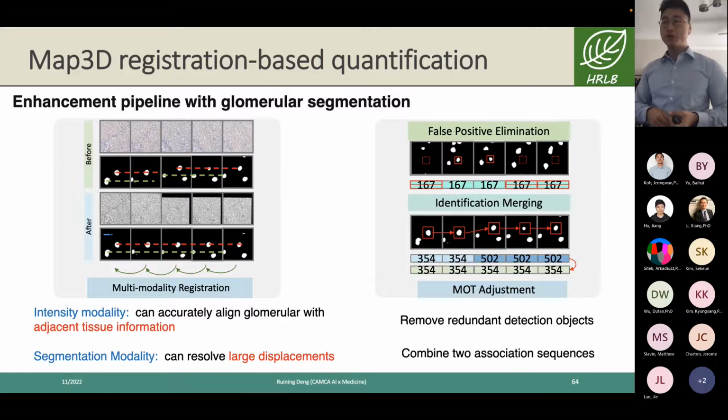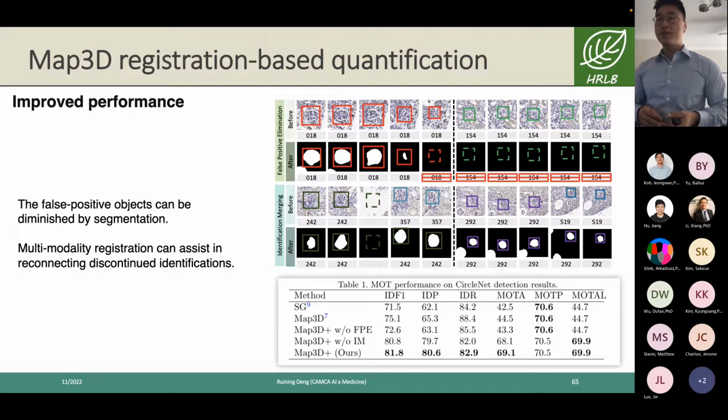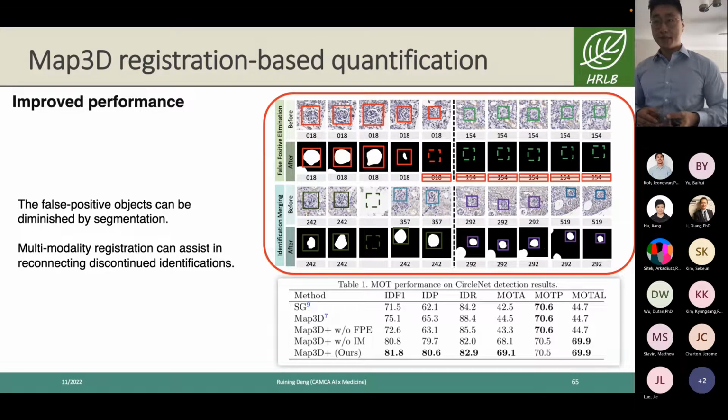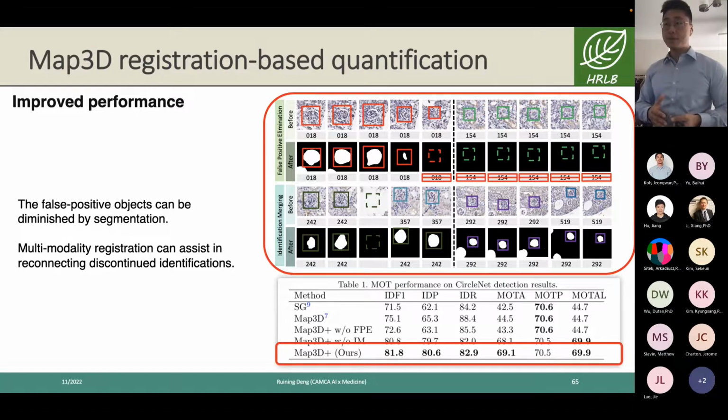We also have two algorithm improvements to eliminate false positive detection results and to get better association sequences. It turned out that with those two improvements, the false positive objects can be diminished by the segmentation result. And the multimodal registration can assist in reconnecting discontinued identification from the previous Map3D pipeline. In the end, we achieved better multi-object tracking performance.